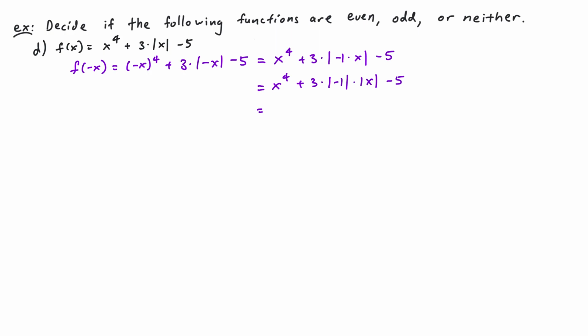If we simplify this further, we have x to the fourth plus 3 times, well, absolute value of negative 1 here would just give us positive 1. And then we have times absolute value of x minus 5.